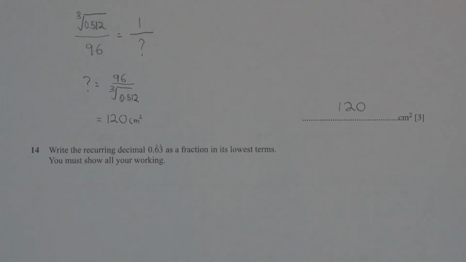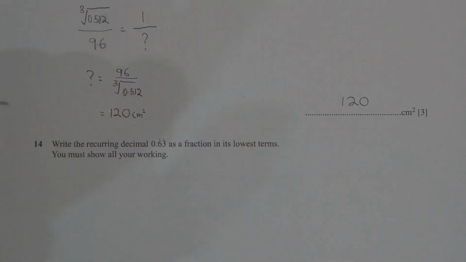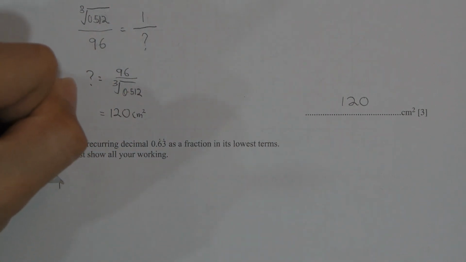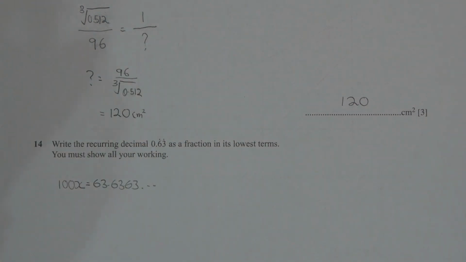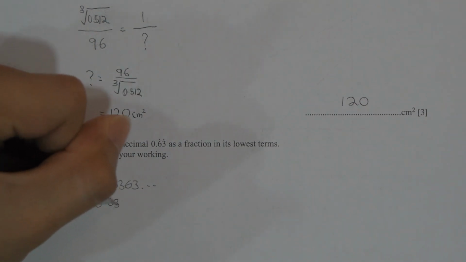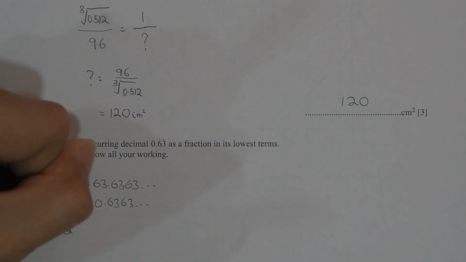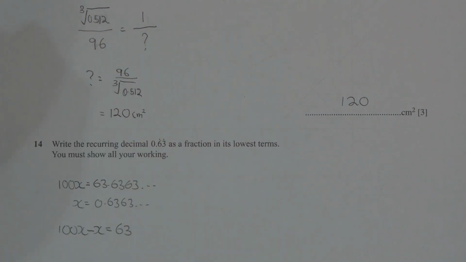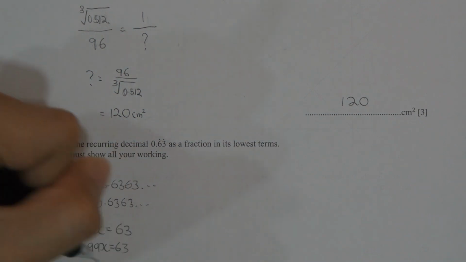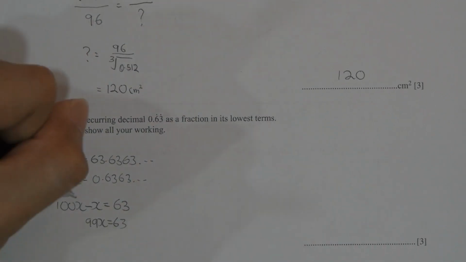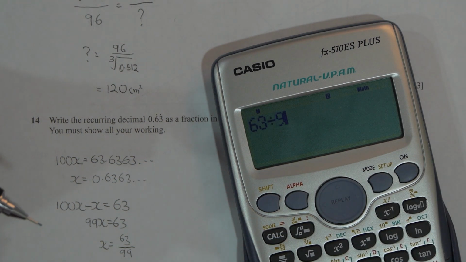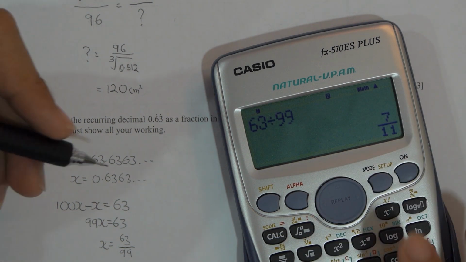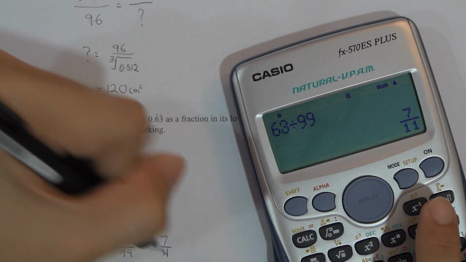For question 14, you are required to shift out the things that are recurring. The first thing I put is 100x equals 63.6363, etc. Then I set x itself as 0.63. So 100x minus x, you will get 63. So you do the shifting to find the final value of x.